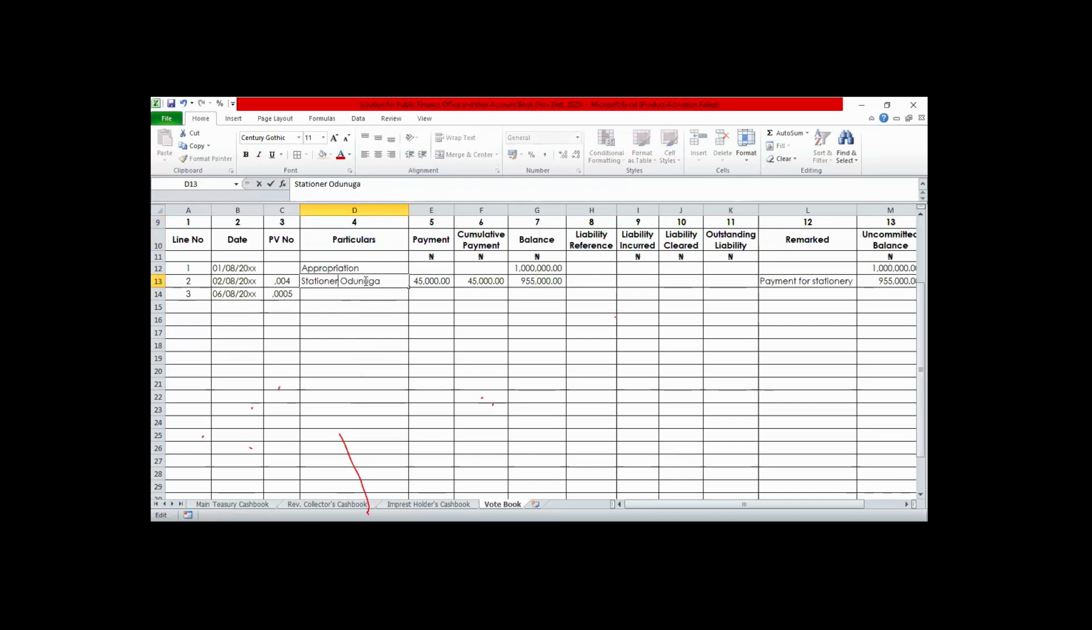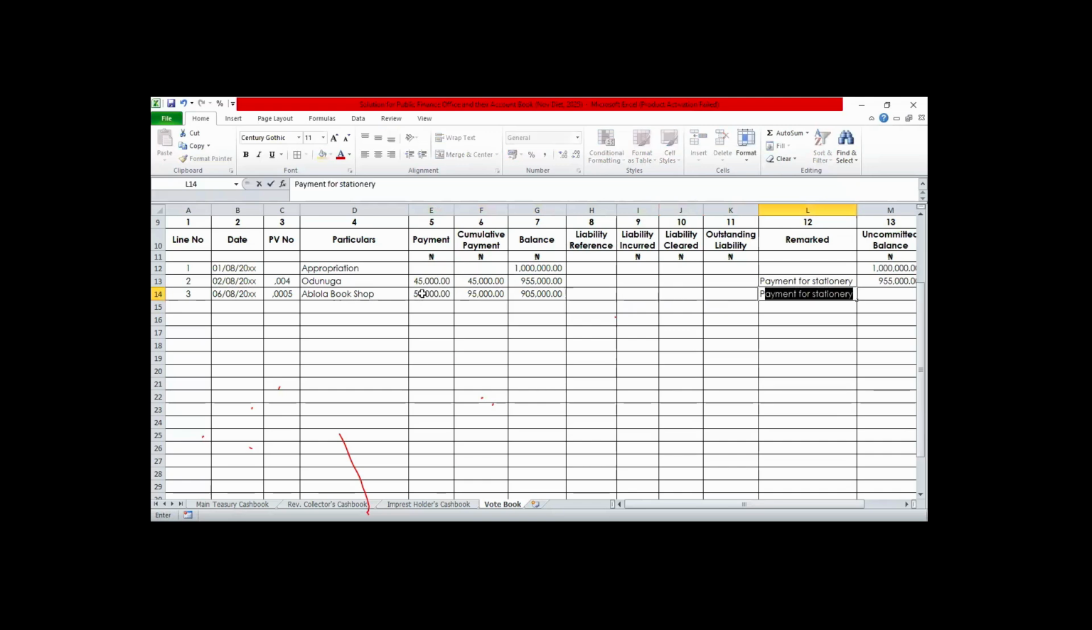The person you make the payment for, under that remark, we indicate what you make payment for. Is it clear? Here, Abiola Bookshop. How much did you pay? 50,000. Make payment of 50,000. 50,000 plus 45 is 95. Then 955,000 minus 50,000, we have 905. Is that not so? Yes, sir.